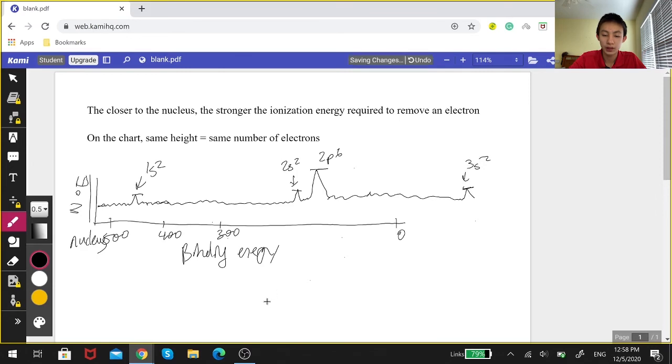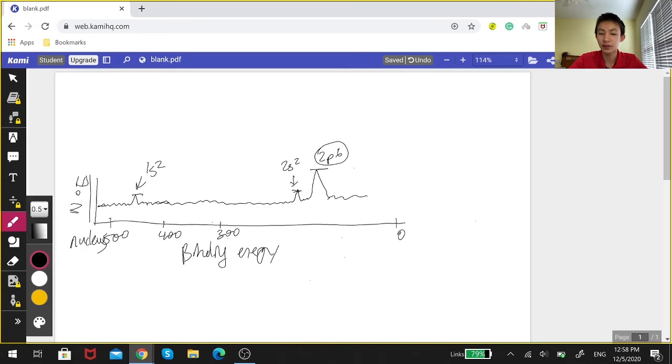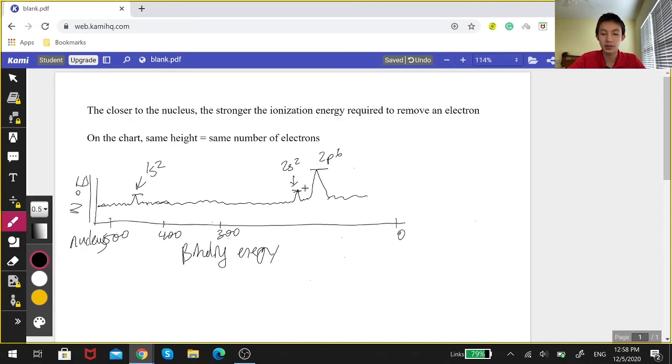And now let's analyze the details. So first, how do I know this is 1s2? Because it's closest to the nucleus. The closest circle around the nucleus is always 1s2. And that tells me this height means 2 electrons. So over here, it's also 2s2. And now notice how this is significantly higher. Then I knew the next shell was 2p6.